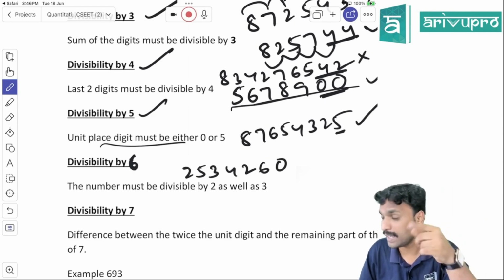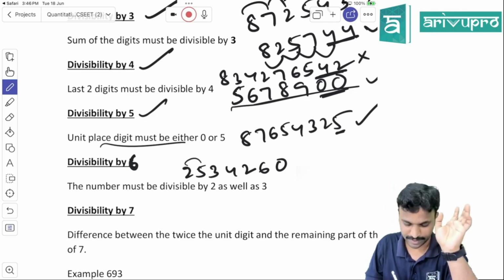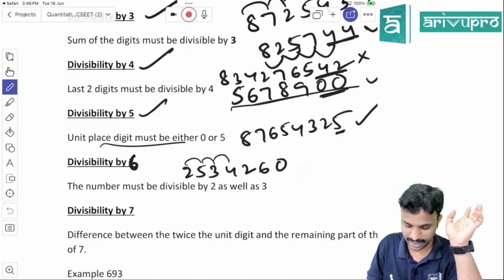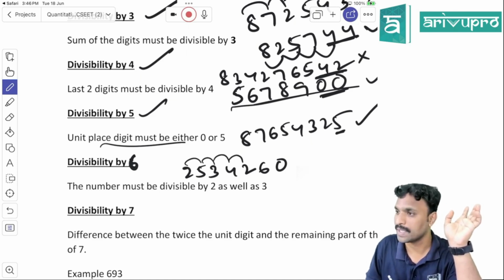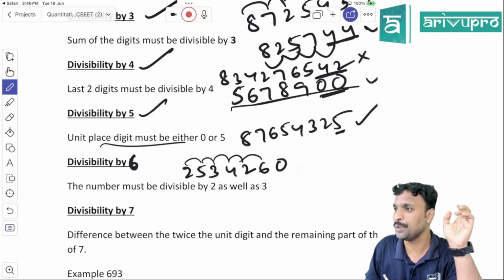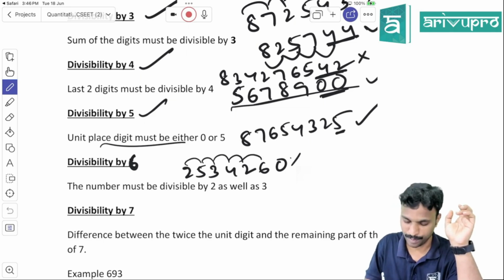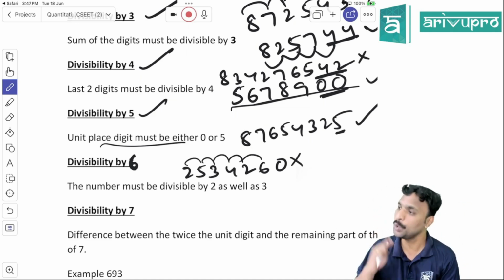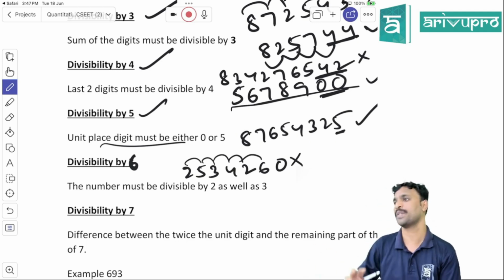Is this divisible by 3? 2 plus 3, 5... 10 plus 4, 14. 14 plus 2, 16. 16 plus 6, 22. Is 22 divisible by 3? No. So this number is not divisible by 6. If a number is divisible by 2 as well as 3, then only it is divisible by 6.